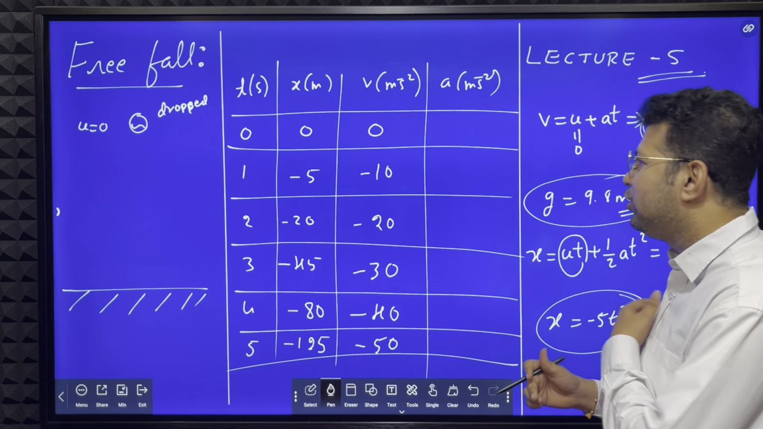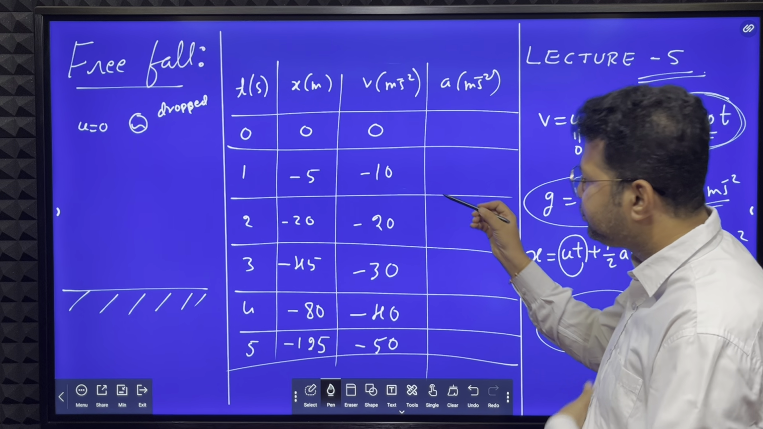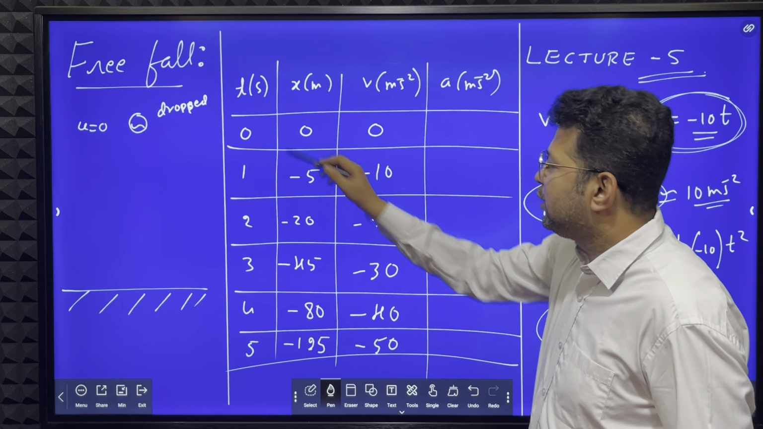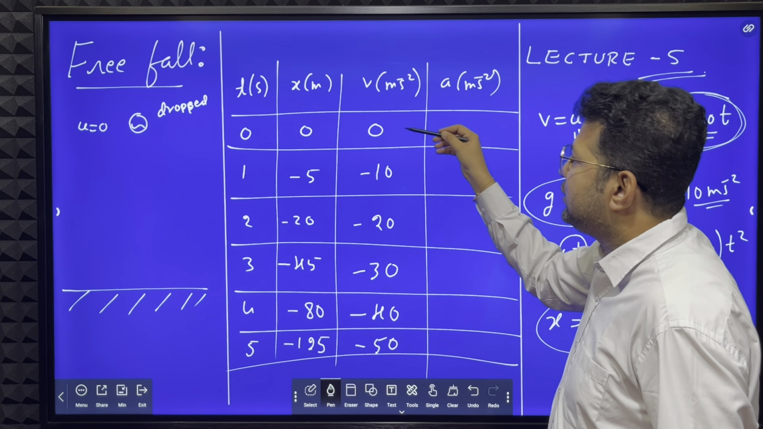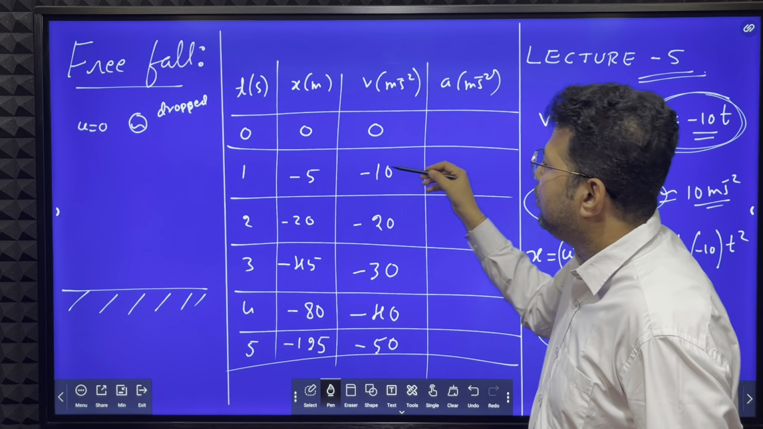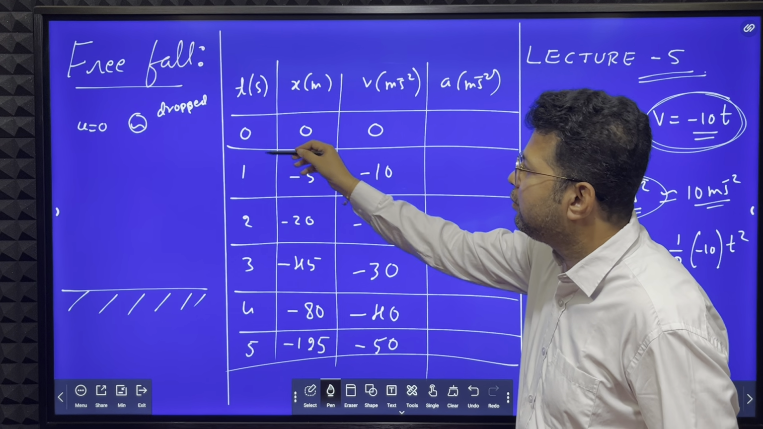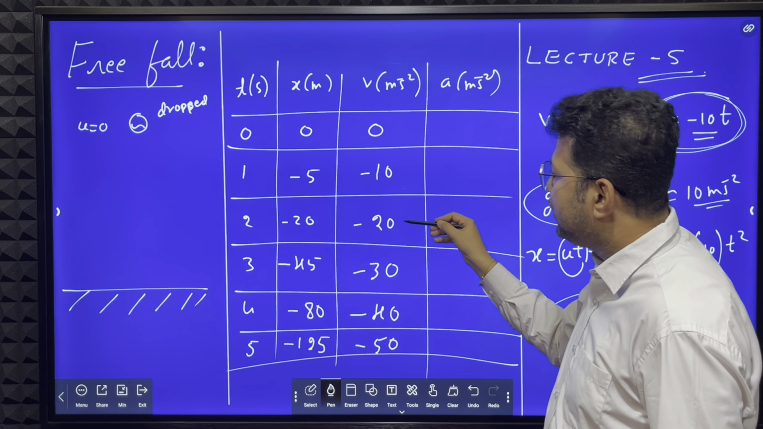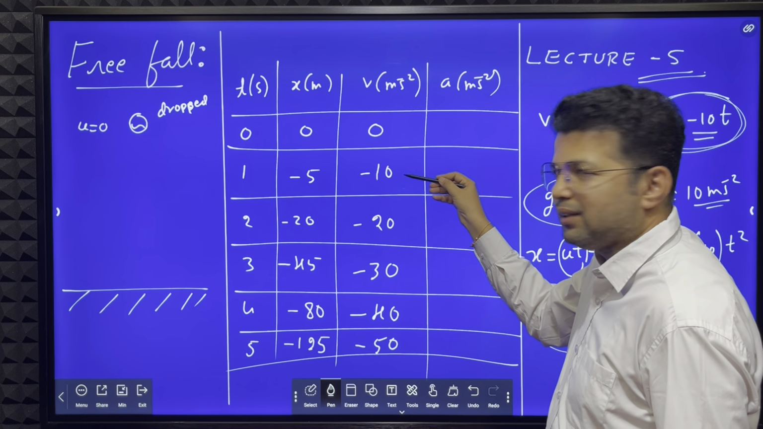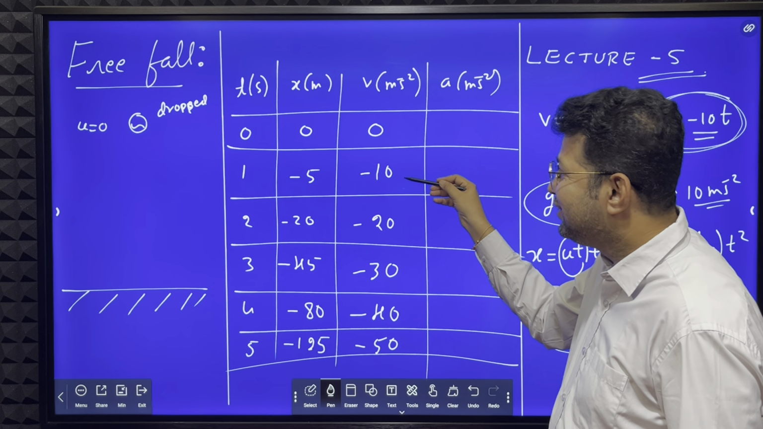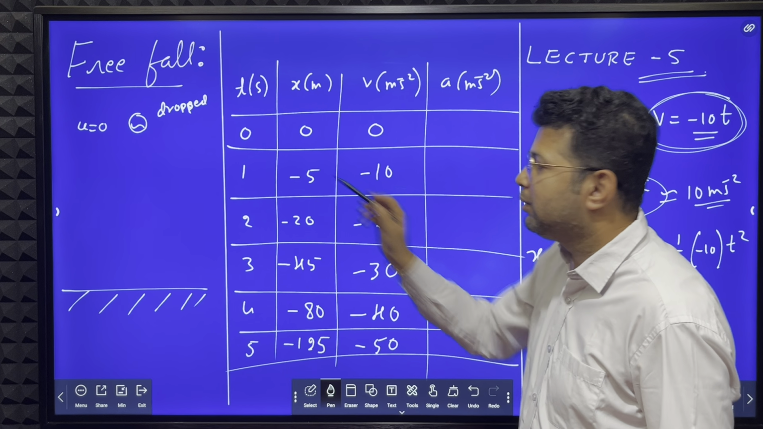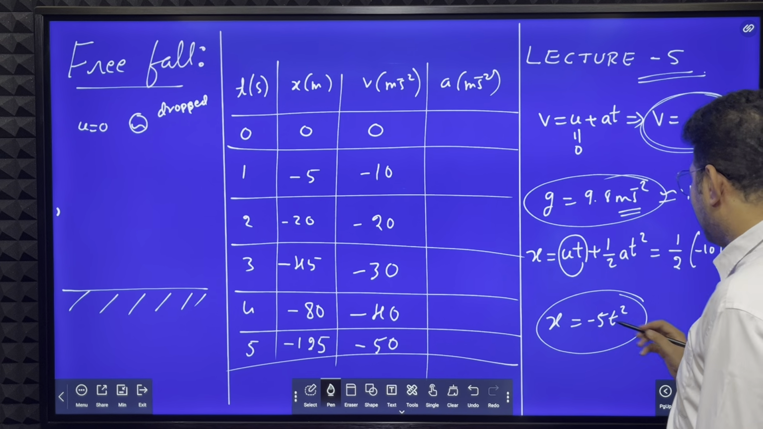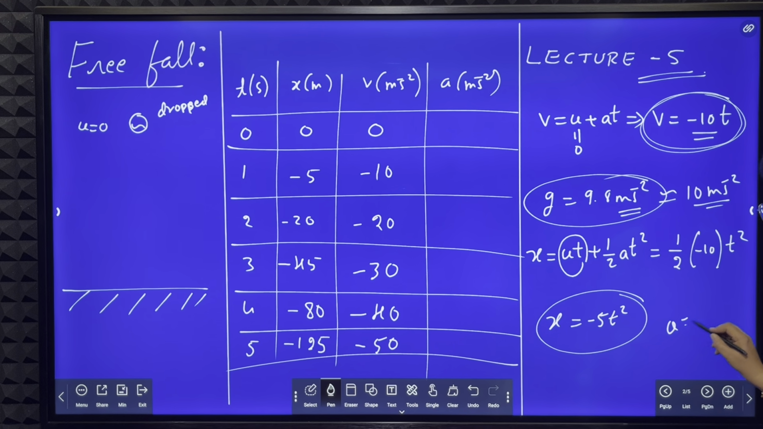Or you can do this. You can calculate acceleration like this. In this interval, final velocity minus initial velocity divided by time taken: minus 10 minus 0 divided by 1 minus 0, minus 10. Here, minus 20 minus of minus 10, minus 10, divided by 2 minus 1. Are you understanding what I'm doing? I'm using this equation: acceleration equals final velocity minus initial velocity divided by time taken.